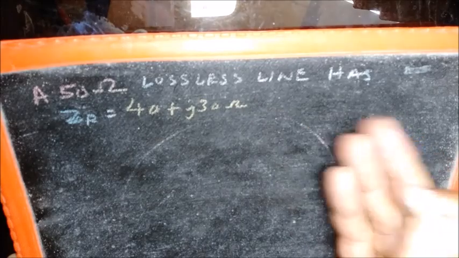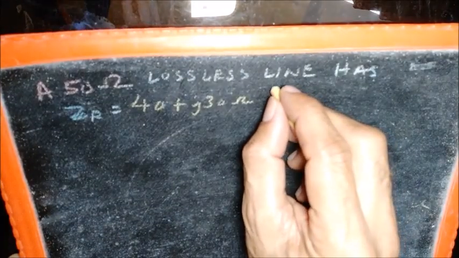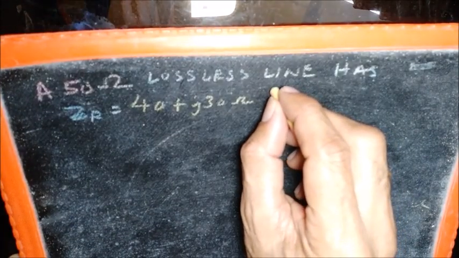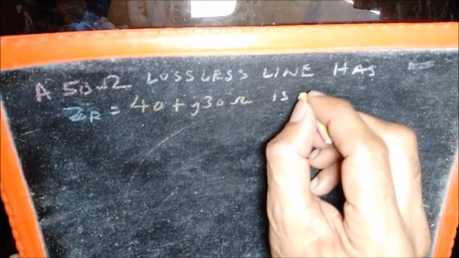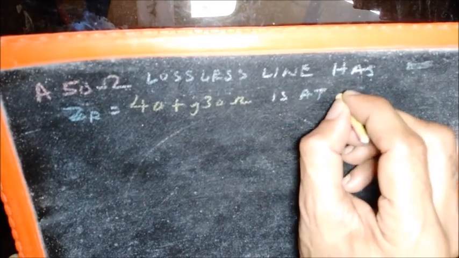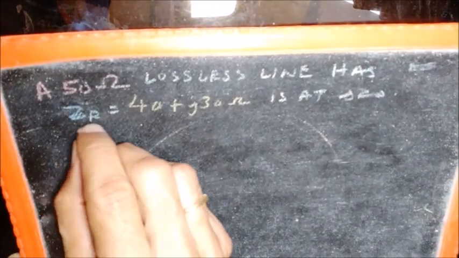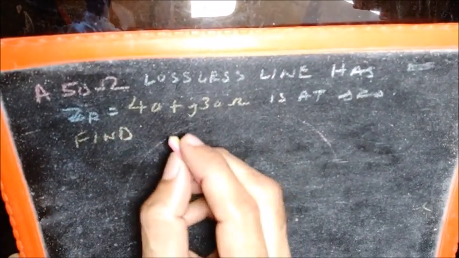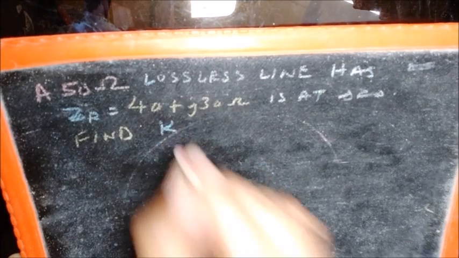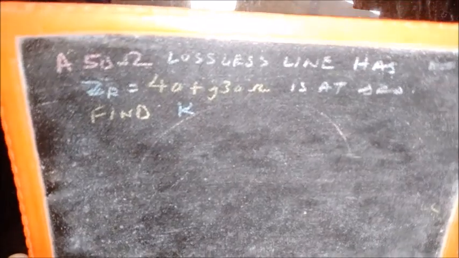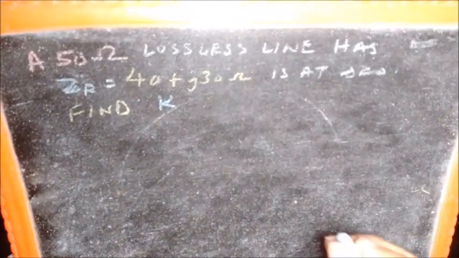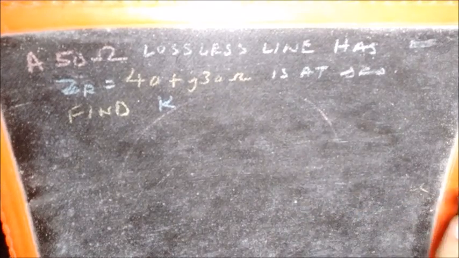And the load is at S equal to 0. So unless otherwise specified, you have to take that the load is at S equal to 0. We have to find the reflection coefficient K. This is our task. So let's see how we can use the Smith chart to do this.